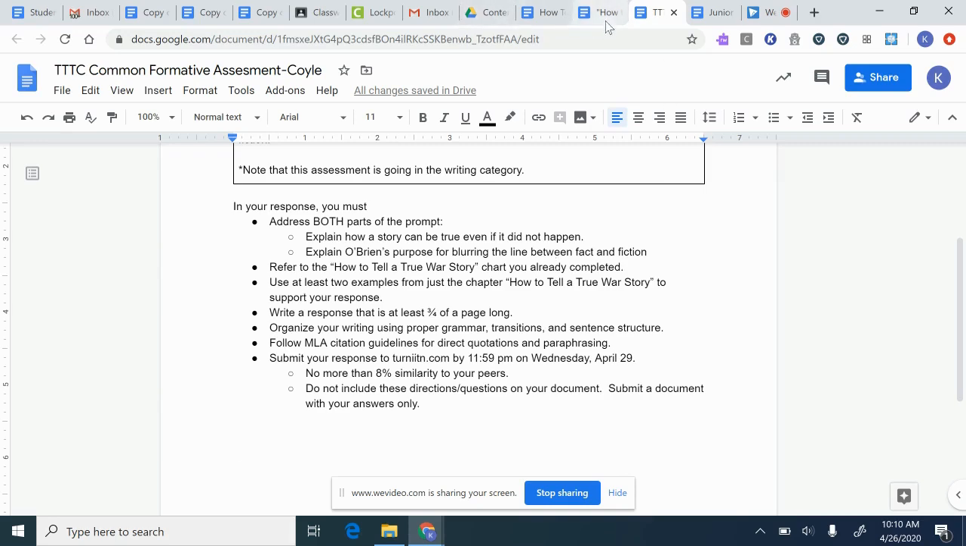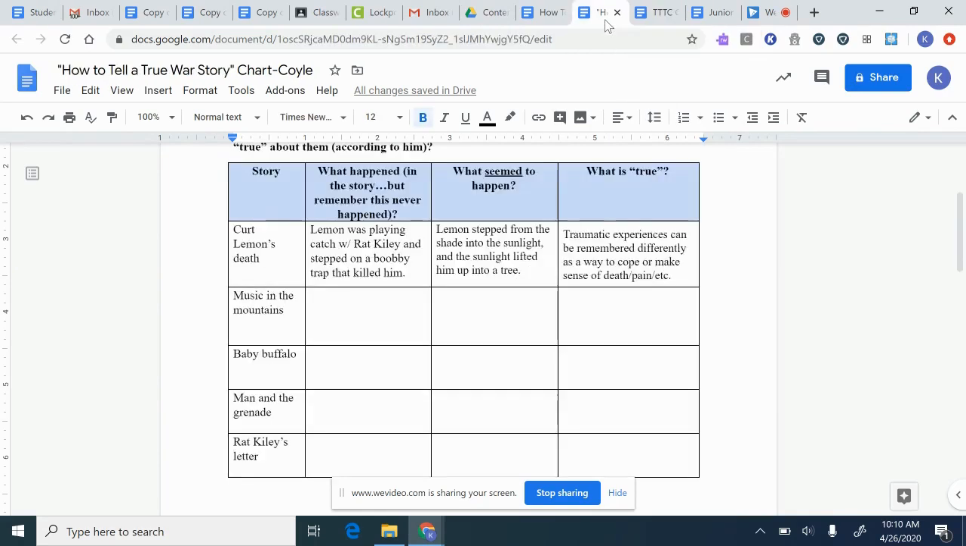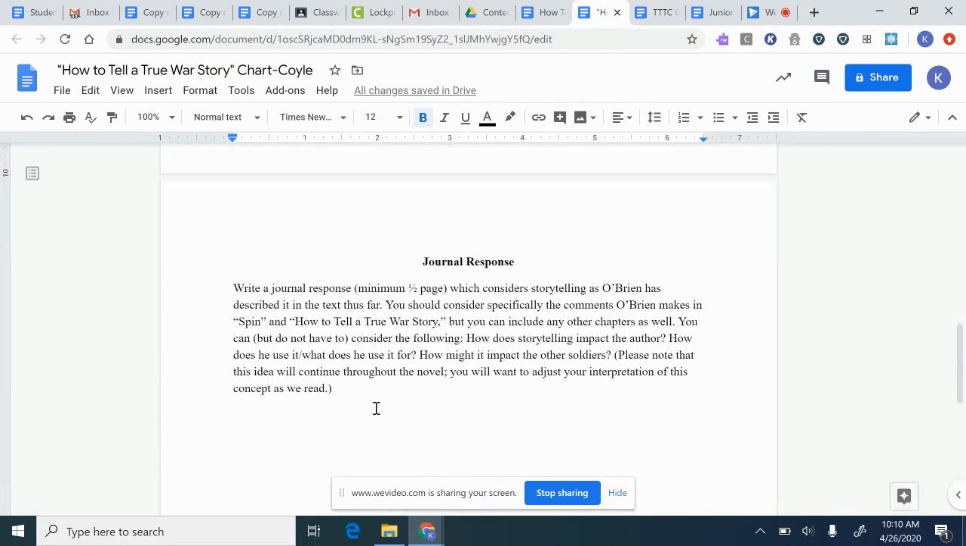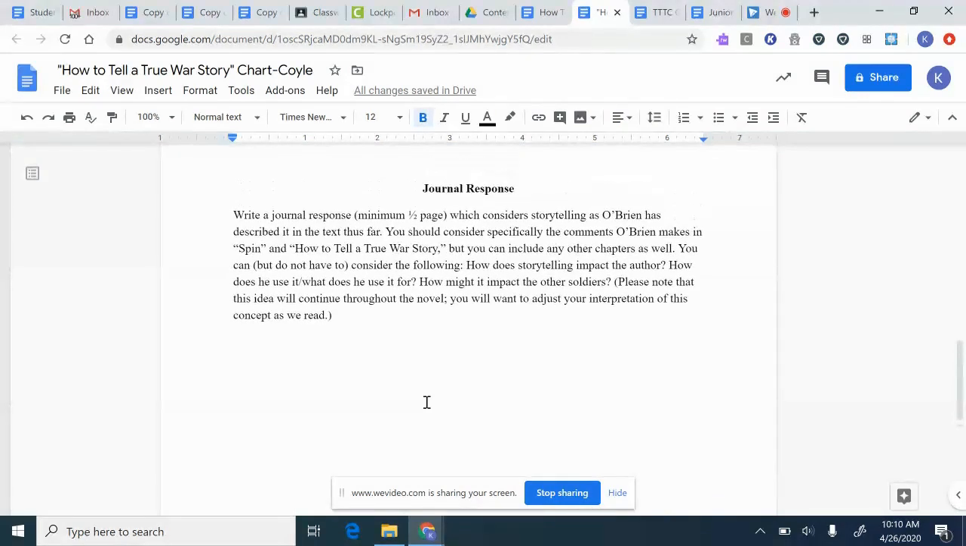All right, I said that was the last thing, but I lied. I forgot there was one more little thing I wanted you to do. At the bottom of your chart, there's a journal response here. This can be a little more relaxed as a response. But I want you to do this because it's going to help you to write that assessment piece.